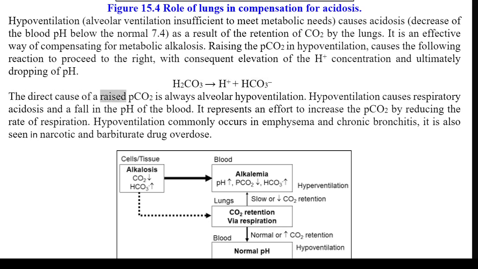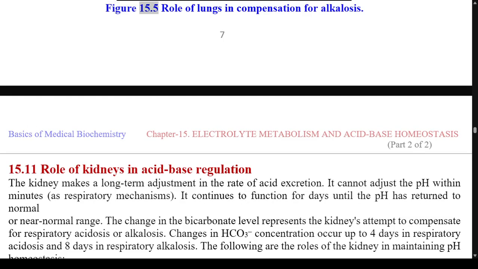The direct cause of a raised PCO2 is always alveolar hypoventilation. Hypoventilation causes respiratory acidosis and a fall in the pH of the blood. It represents an effort to increase the PCO2 by reducing the rate of respiration. Hypoventilation commonly occurs in emphysema and chronic bronchitis. It is also seen in narcotic and barbiturate drug overdose. Figure 15.5 Role of lungs in compensation for alkalosis.